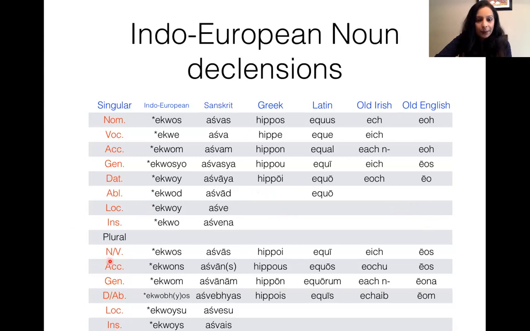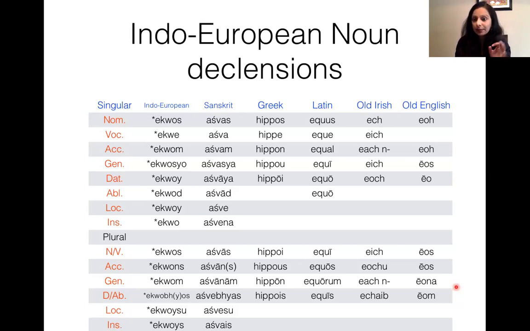And then in the plural form, again, in Indo-European, the nominative and the vocative form is ekvos, the same as the singular nominative. There's no difference, right? And then in Sanskrit, it becomes ashwas, so it's a difference in the vowel. In nominative singular, it's ashwas, and then in plural, Sanskrit is ashwas. In Greek it is hippoi. Latin is equi. Old Irish is ike. And Old English is eos, right? So you can see that there are differences between the singular forms for the noun declensions and the plural form.